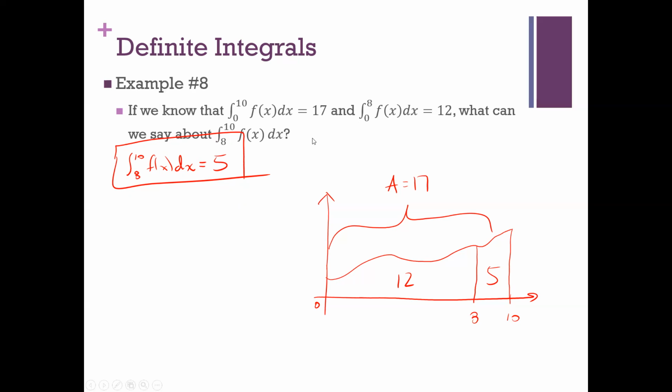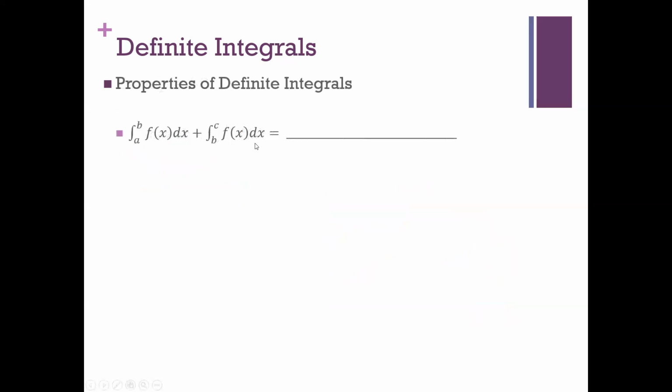So let's end by generalizing that. So I got the integral from a to b of f of x dx plus the integral from b to c of f of x dx. And I simplify this in some way. The integral from a to c of f of x dx.